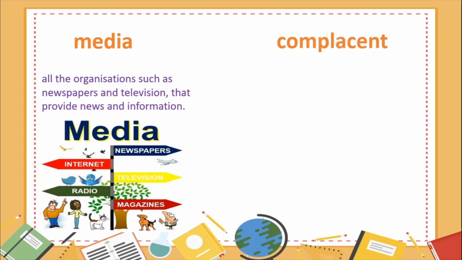And then you have complacent. So this is also a big word, children. According to your 4th standard level, this is a big word, but it is there in the textbook, so we have to do it. Okay, complacent.